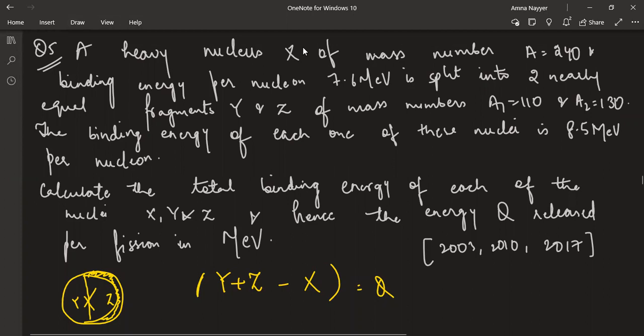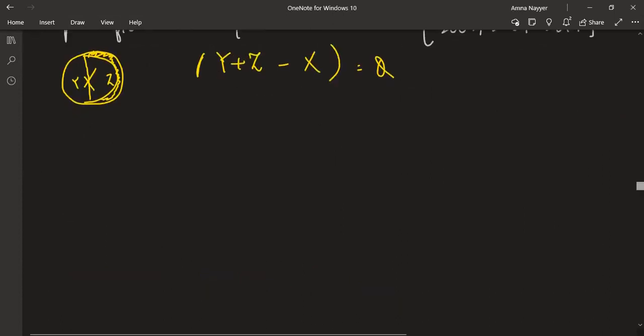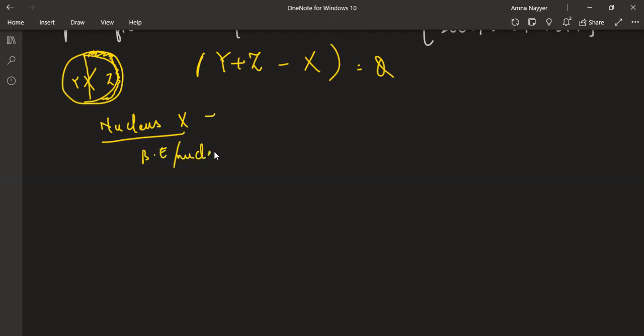Okay, Krishna. Now let's discuss the solution. Others also pay attention. How will we calculate? Let us just talk about first the nucleus X. Binding energy per nucleon is given, 7.6 mega electron volt, right? So total binding energy will be, and the mass number we know, this is 240.